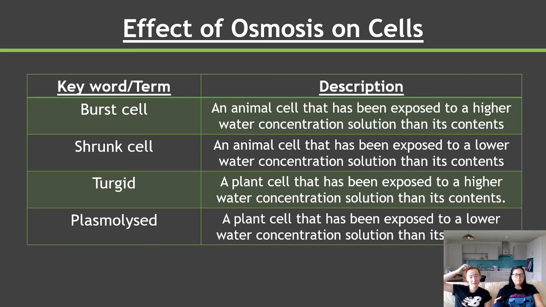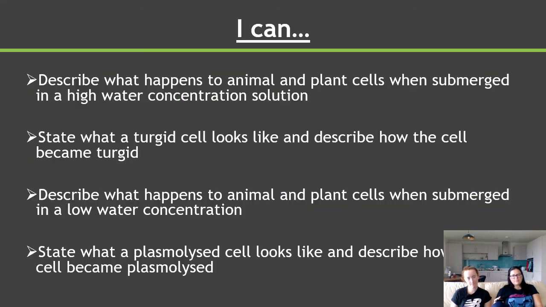And finally, plasmolyzed, again, it is a plant cell. It is one that is in a lower water concentration, so water is going to be moving out from it, and it's got that look of a really small vacuole. You get your cell membrane, your cytoplasm looking like they've been pulled away from the side, and that is because it is losing water to the external environment.